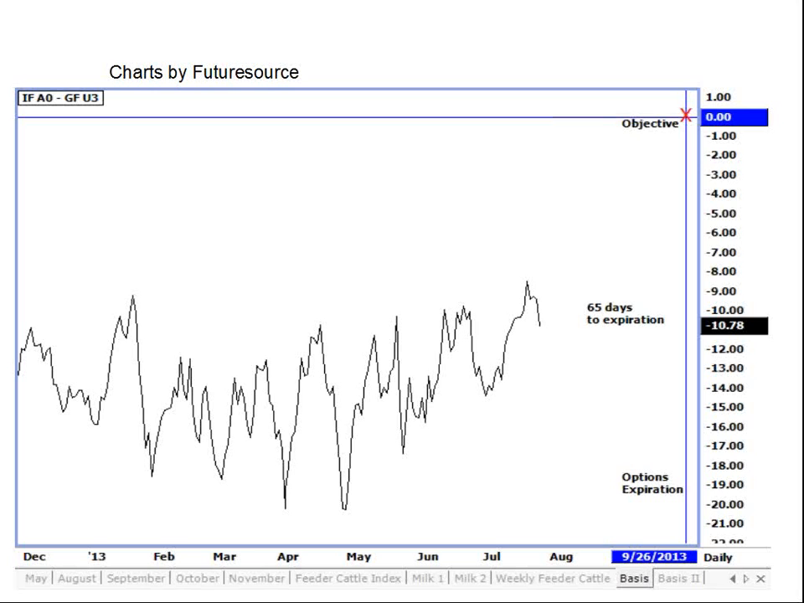It is a negative basis because a basis is always quoted cash over futures, cash minus futures. Therefore, the cash market is $10.78 less than the underlying futures contract.